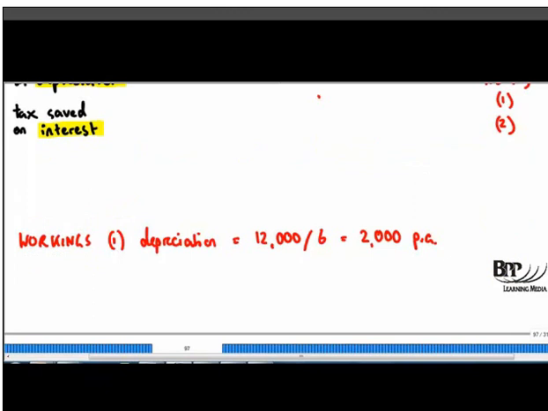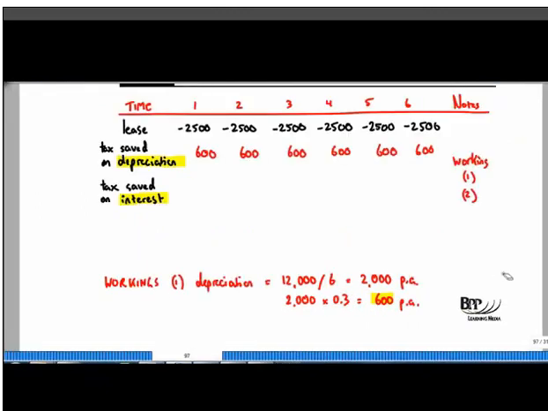We're told that the acquisition cost of the asset is €12,000 and it has a 6-year life with no scrap value. So the depreciation implicit in the lease payment is €2,000 per year. You'll get tax relief on that at 30%. So 2,000 times 0.3 is 600 per year of tax relief, and we can put that into our workings.